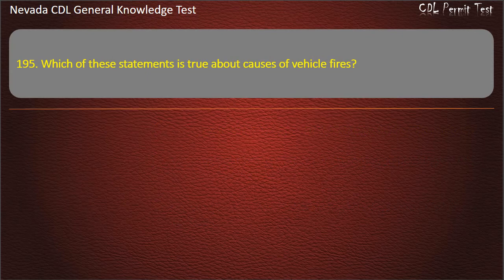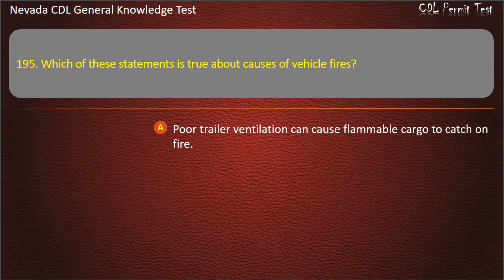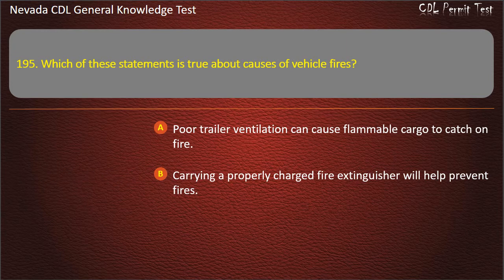Question 195. Which of these statements is true about causes of vehicle fires? Poor trailer ventilation can cause flammable cargo to catch on fire. Carrying a properly charged fire extinguisher will help prevent fires. Underinflated tires will not cause a vehicle fire. Answer. Poor trailer ventilation can cause flammable cargo to catch on fire.